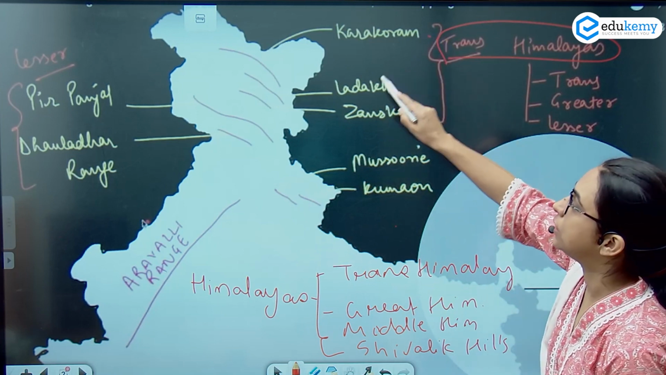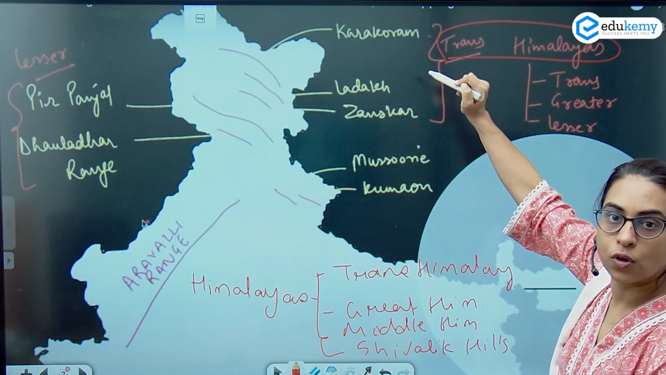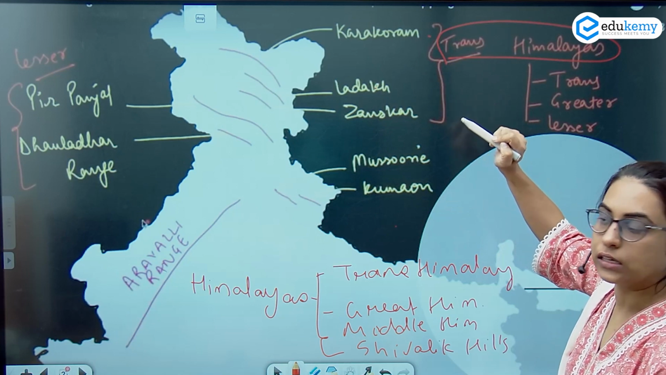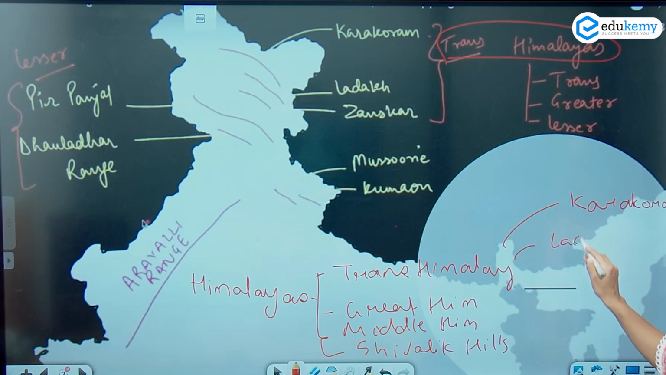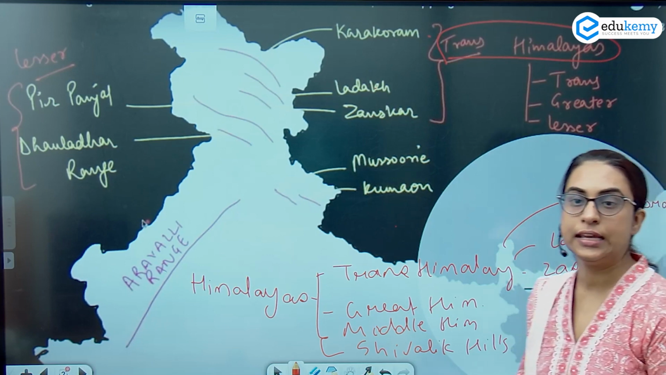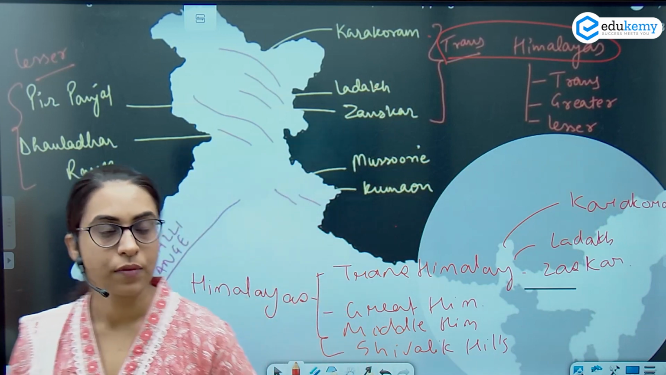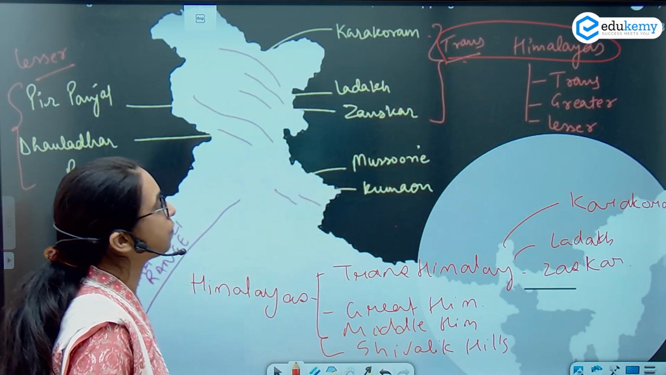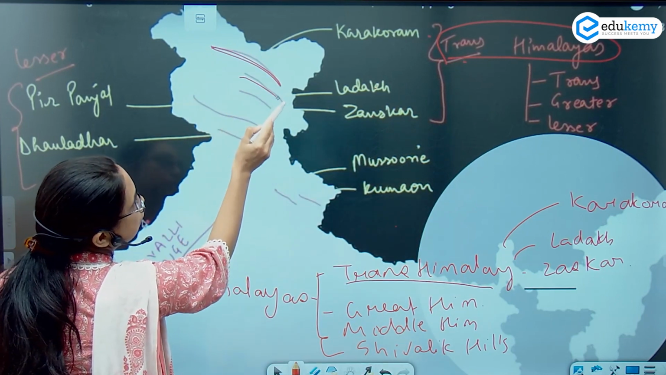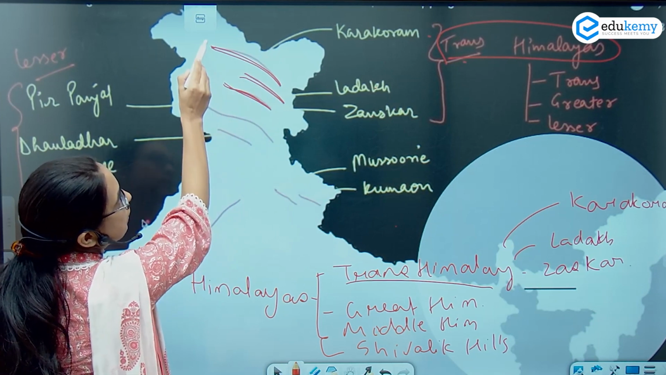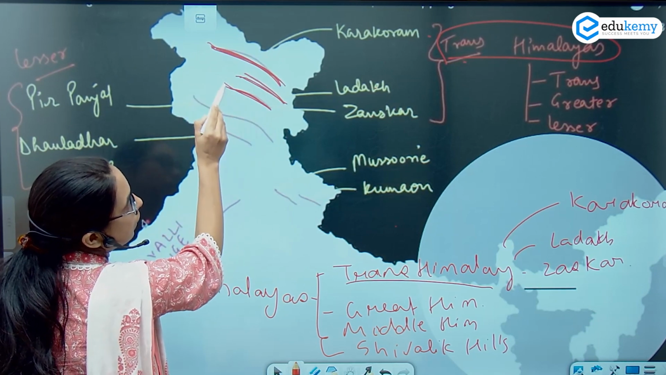These three, that is the Karakoram, Ladakh and Zaskar, are in the Trans Himalayas. So the Trans Himalayas has Karakoram, Ladakh and Zaskar. This one is in Kashmir, this is also in Kashmir, this is also in Kashmir. So first is your Karakoram, then Ladakh and Zaskar.